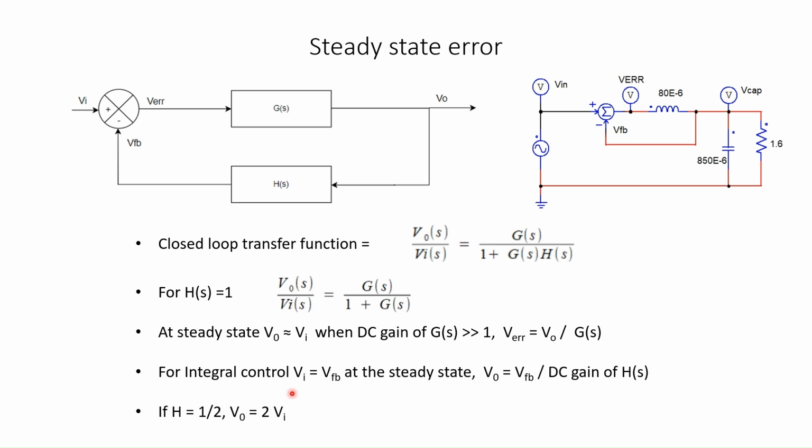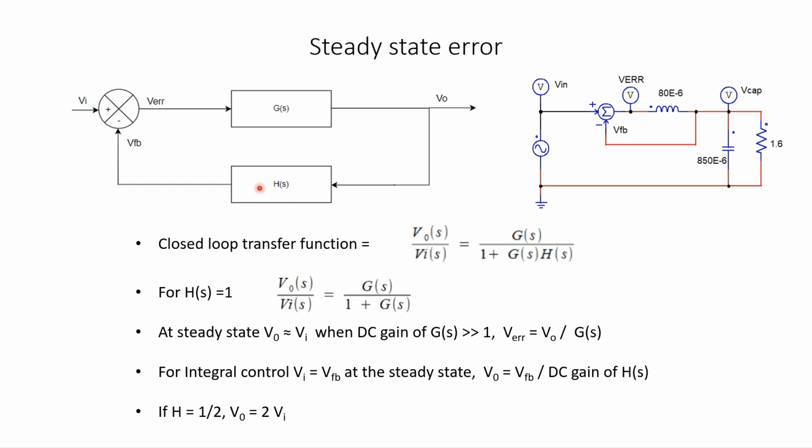For integral control, VA will be exactly equal to VFB at the steady state. VO is equal to VFB divided by DC gain of H of S. VO multiplied by the DC gain is the VFB. So VFB divided by the DC gain will be VO.